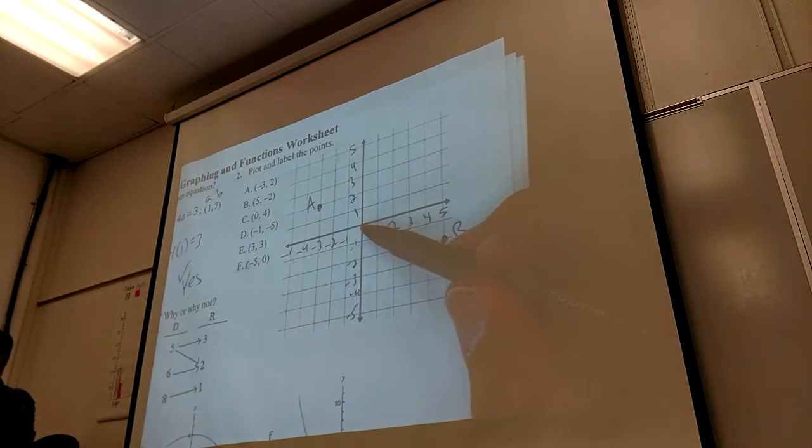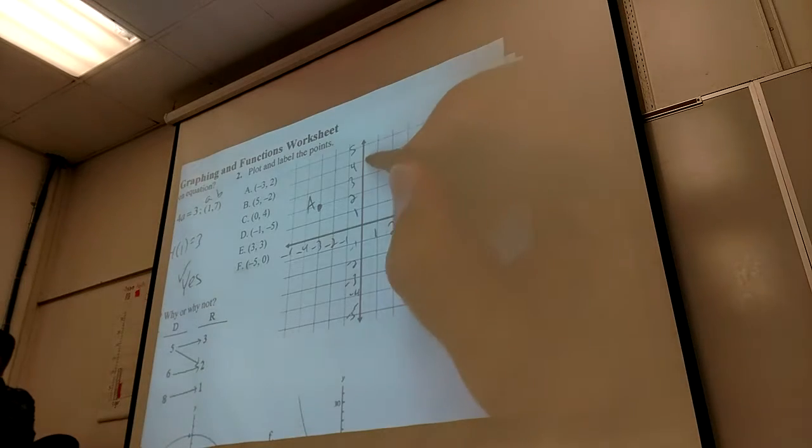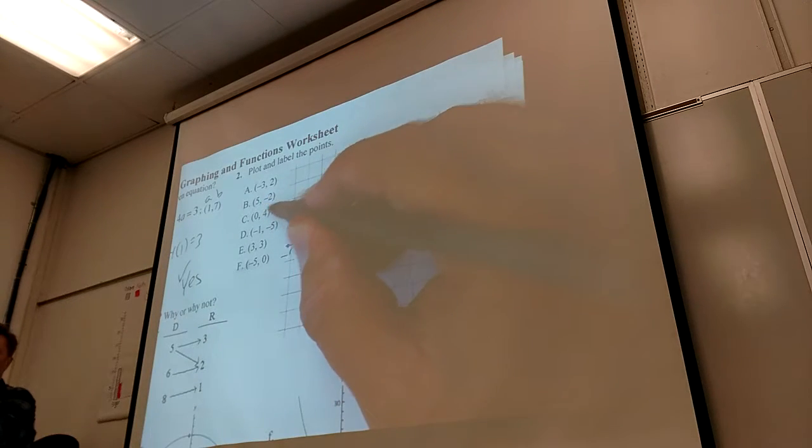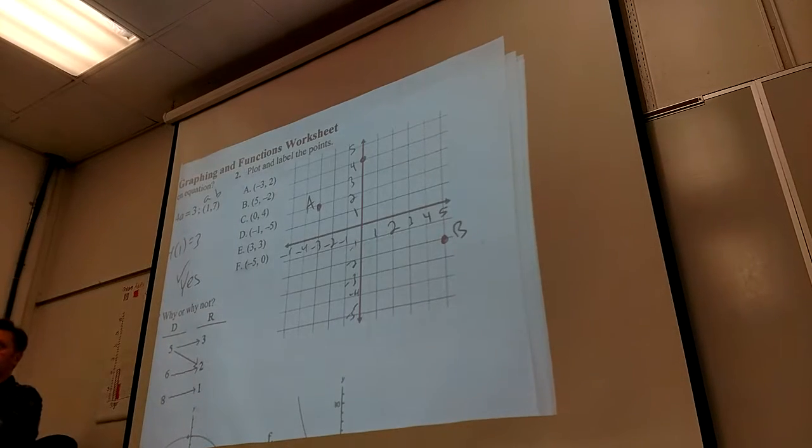0, 4. Stay here. Up 4. I like it. So the first number tells you how much to move left and right. The second one tells you how much to move up and down.